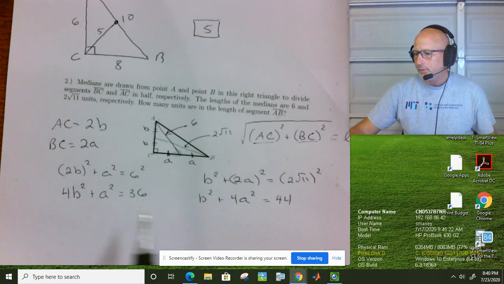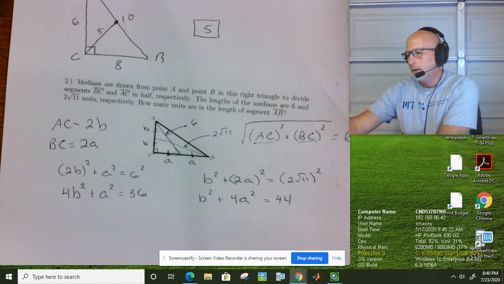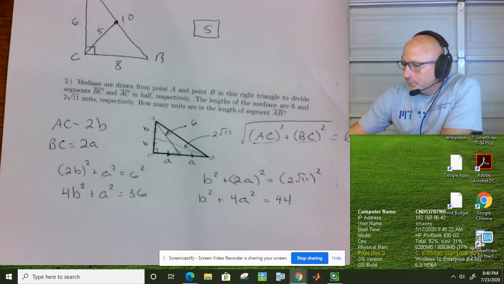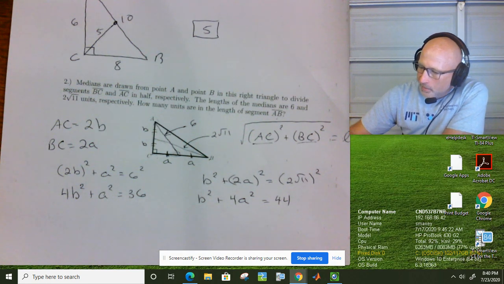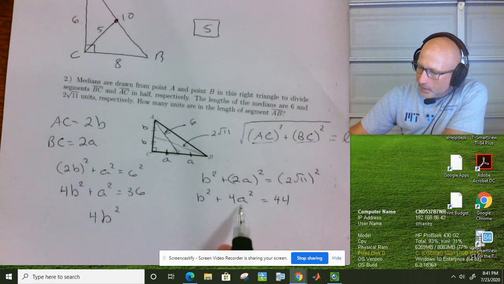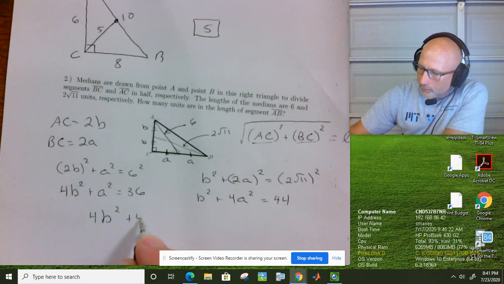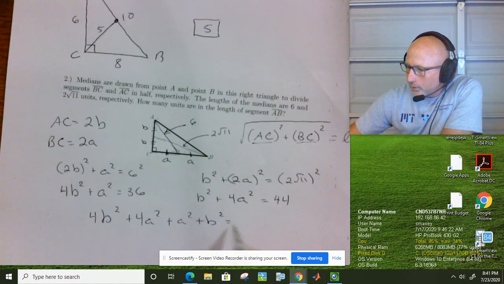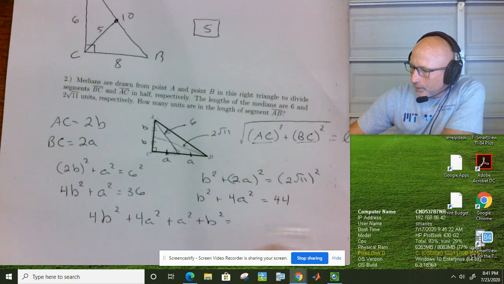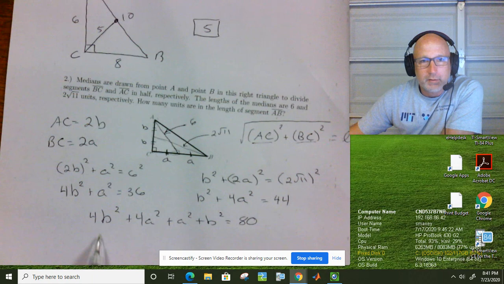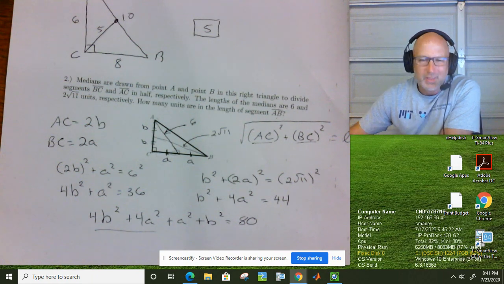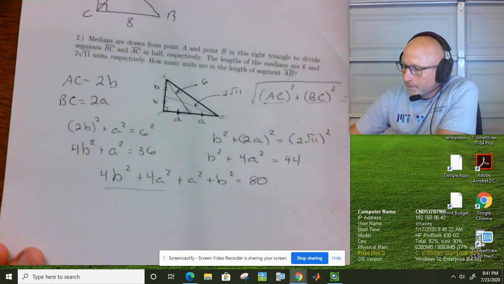The problem is I have this A squared and B squared. So what is that? Let's add all this together. I have 4B squared, plus 4A squared, plus A squared, plus B squared, is equal to 36 plus 44, which gives me 80. That is what I'm looking for, well, the square root of it, but that's what I'm looking for.